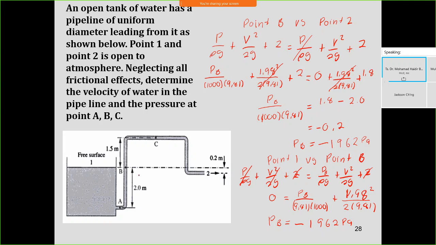You cannot start with point one and point A or anything inside, because in A, B, and C, initially you don't know the P and you don't know the V. But when you know the V2, now you know the V at points C, B, and A. Now you can determine the pressure at each point. Hope it is clear enough to understand how to solve any Bernoulli equation.